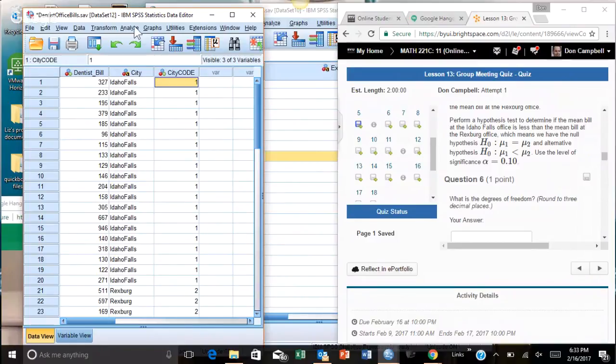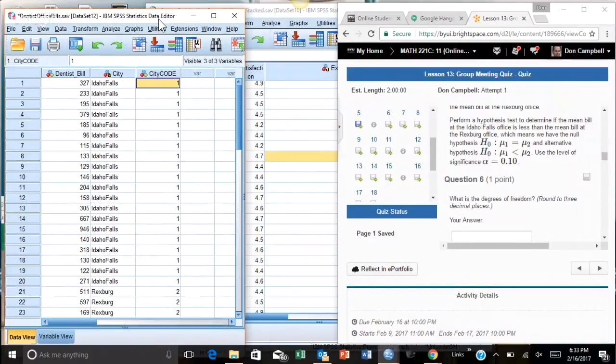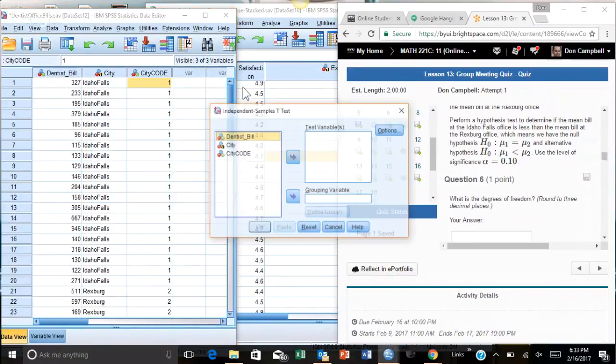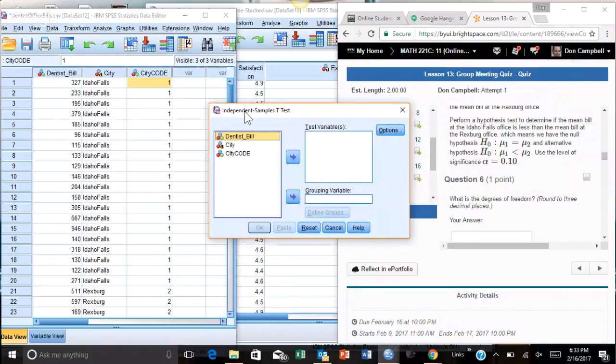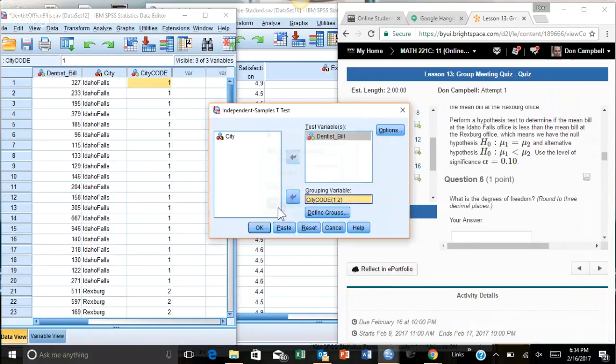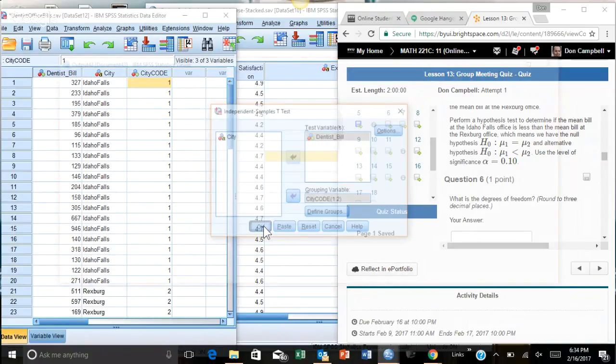Then I have to go to analyze and then down to compare means for a one sample t-test. No, wait a minute. This is an independent samples t-test. So the grouping variable would be the city code and the dentist bill would be the test variable. I believe that's it. Okay, so then it gives us this.